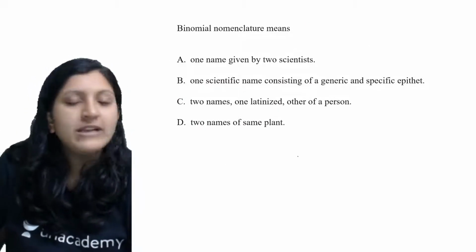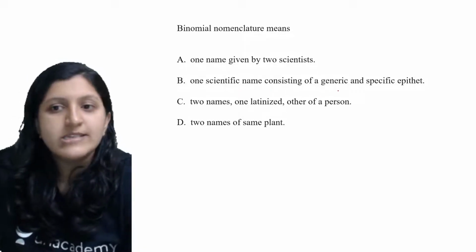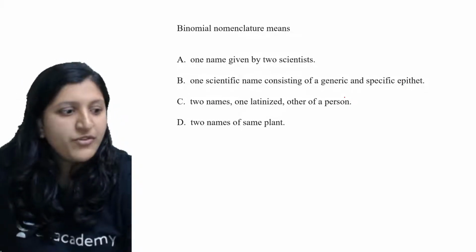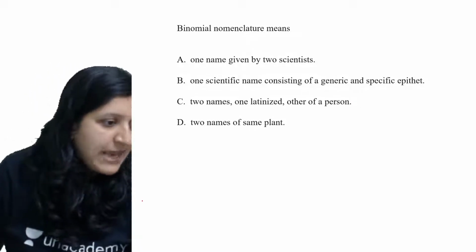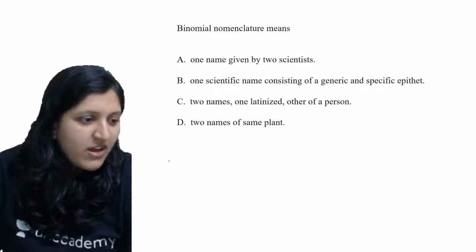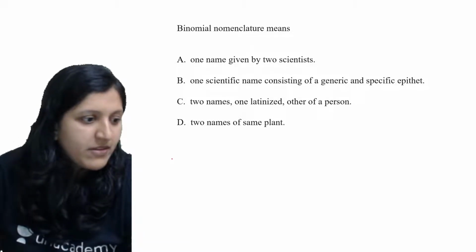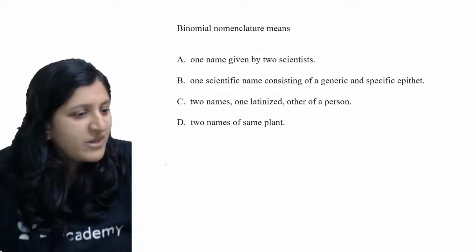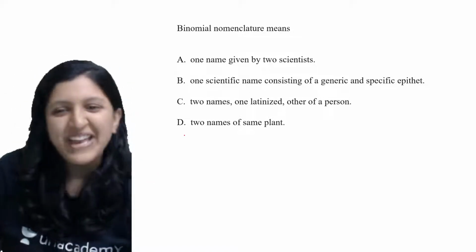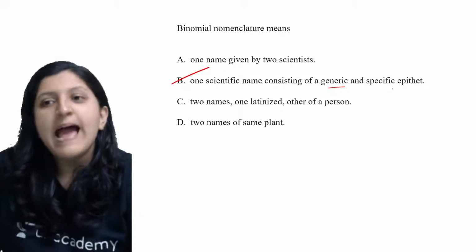Binomial nomenclature means one scientific name consisting of a generic and a specific epithet, given by scientists. So two names, one is Latinized and the other is of a person, two names of the same plant. In that case, which is the right answer? Any idea? Gagan is here. Aman is typing something. Anyway, this one: one scientific name consisting of a generic and the specific epithet.